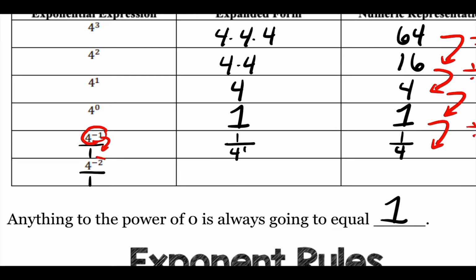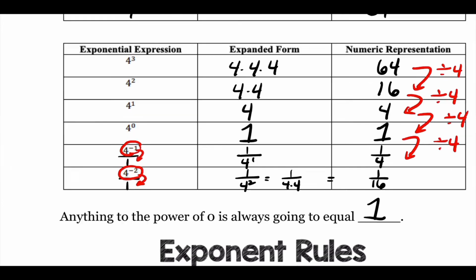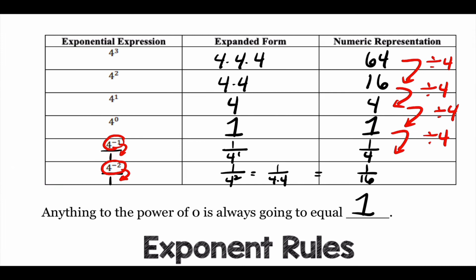So what is this going to be? Instead of 4 to the negative 2, what's that going to be? 1 over 4 squared. 1 over 4 squared is the same thing as 1 over 4 times 4, which is 1 over 16. And if you were to do that in your calculator, divide by 4 again, you would get a decimal that's the equivalent to 1 over 16.